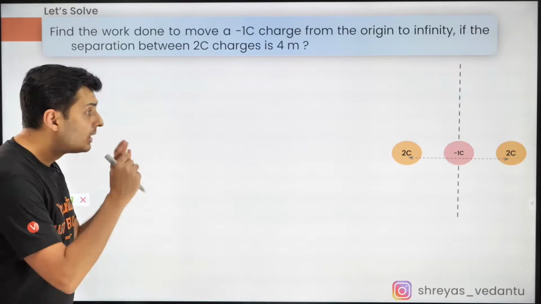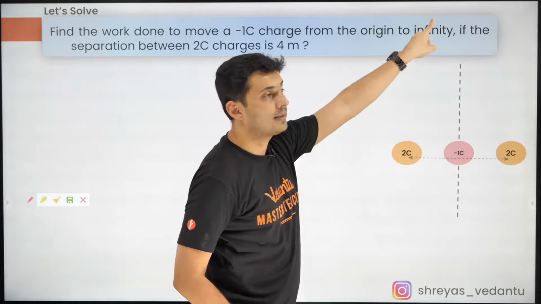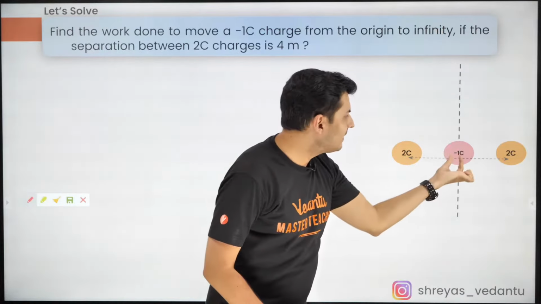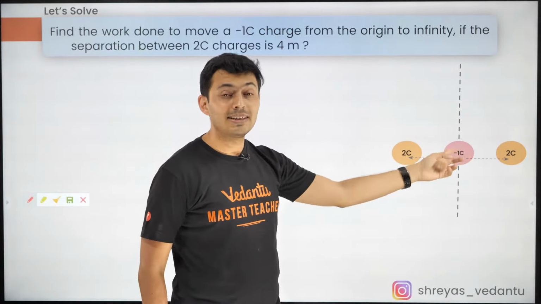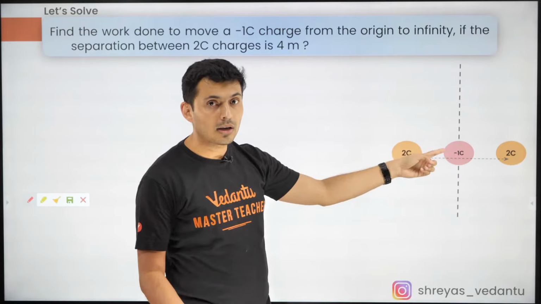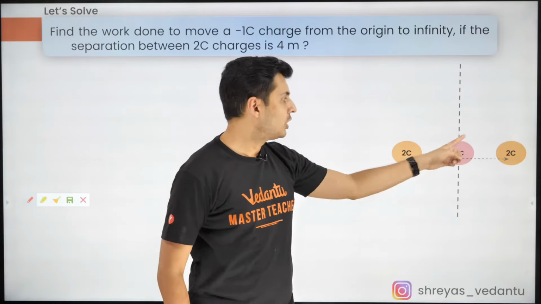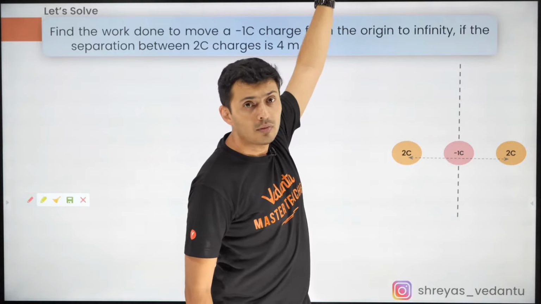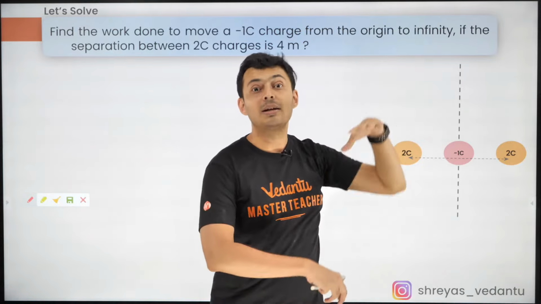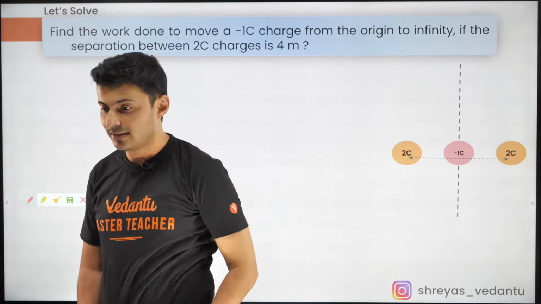Let's do this. I want to move this charge away. Guys, will this charge like to go away from these two positive charges? Will it like or will it not like? Answer in the chat box. Do you think this -1 coulomb would love to go away from these two positive charges, or will it be against its will? What do you guys think?